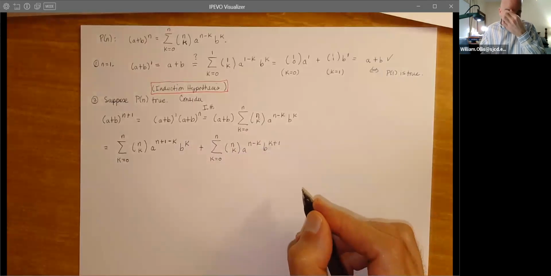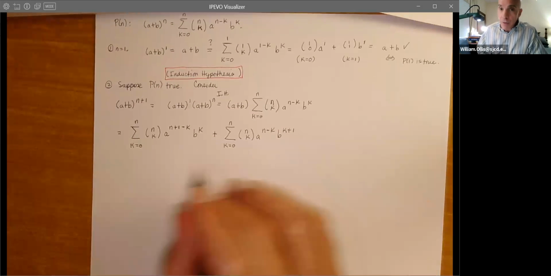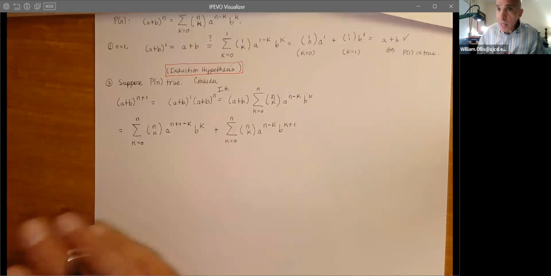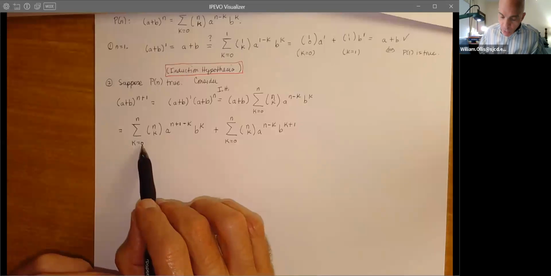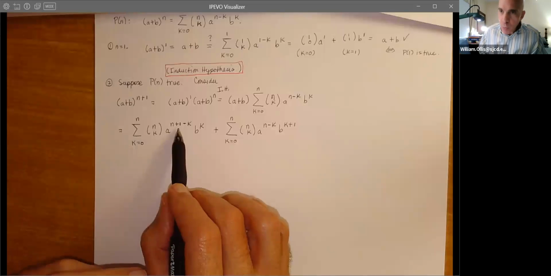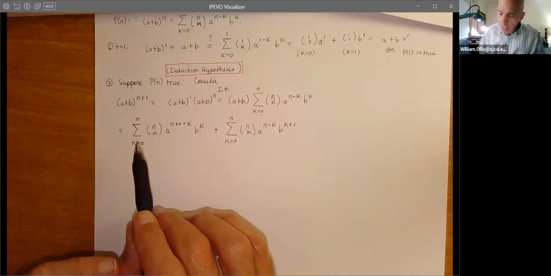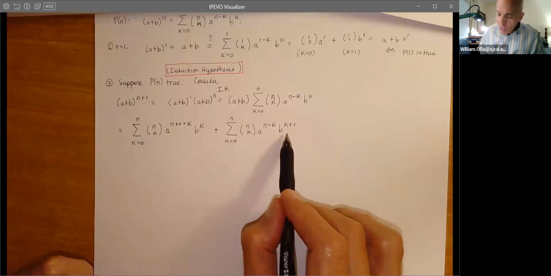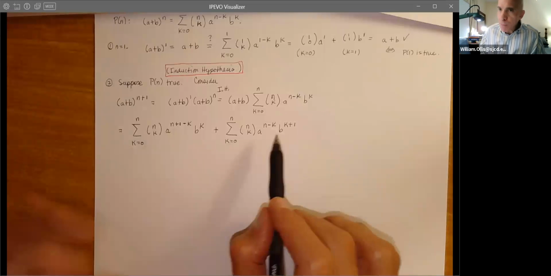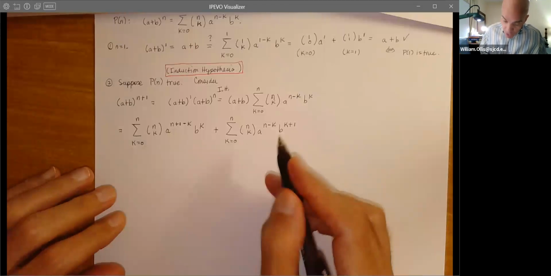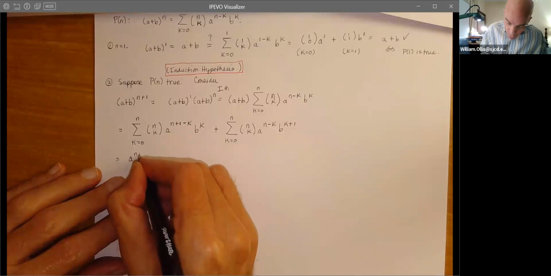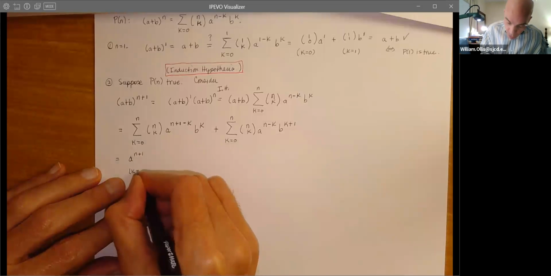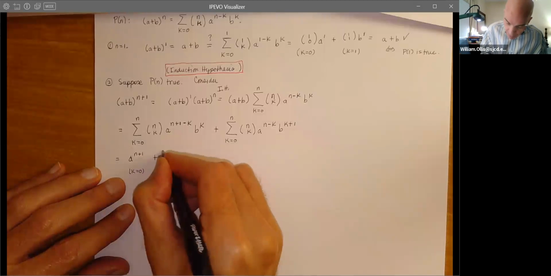Now, this is where we have to use a little bit of uncommon sense. I always say common sense is not common, it's uncommon. So let's use some uncommon sense and say, okay, well, notice here with the 0 term, we get a to the n plus 1. That's the extreme term for the n plus 1 case. And when k equals n, we get the extreme term b to the n plus 1. So let's pull those away so we can re-index. So this will equal, now we have a to the n plus 1. So that's the k equals 0 term, plus, of course, we get rid of that.